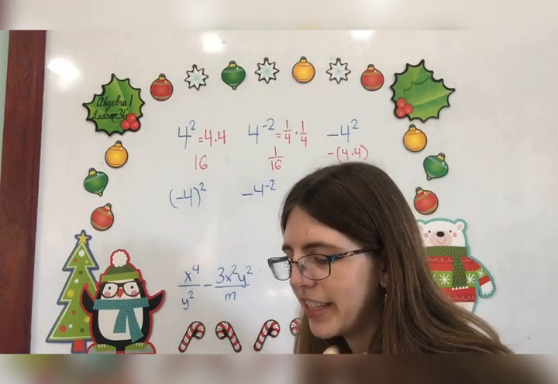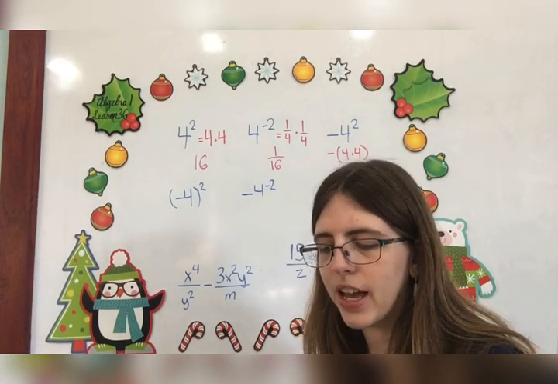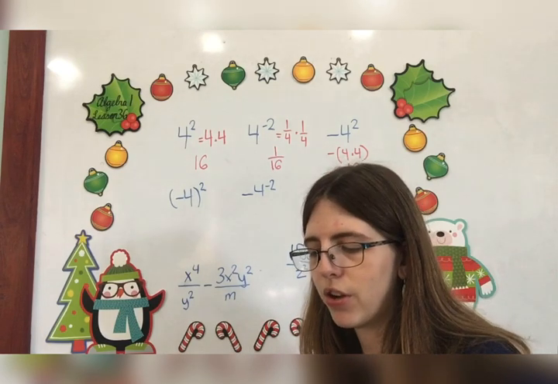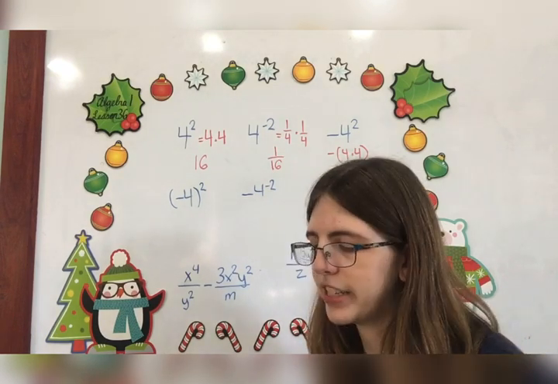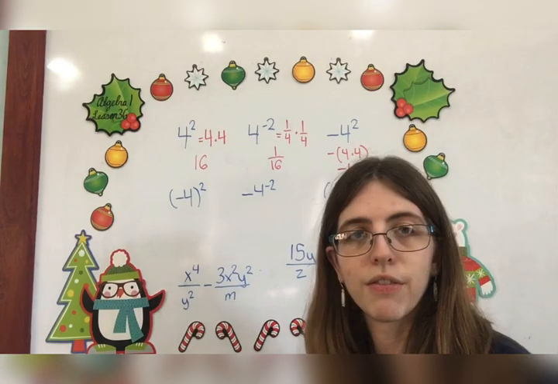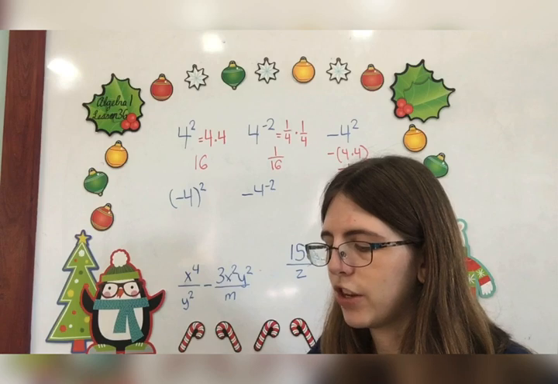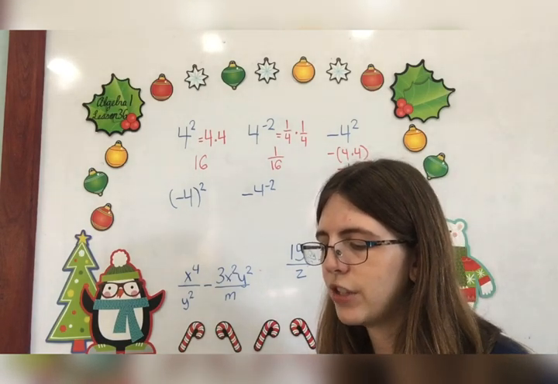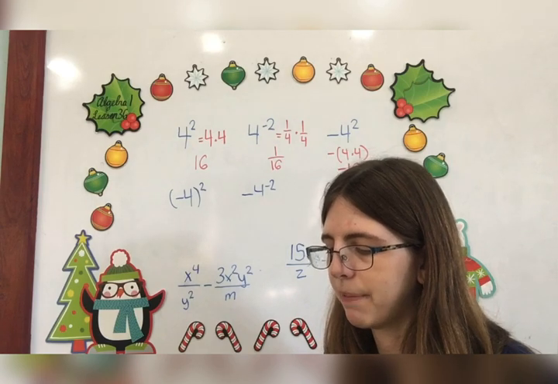And then letter C, you should have gotten 1/9, because the reciprocal of 3 is 1/3. 1/3 times 1/3 is 1/9. Letter D should have been, again, 1/9. The reciprocal of negative 3 is negative 1/3. And you were squaring the negative, so it was negative 1/3 times negative 1/3, which gives you a positive 1/9.